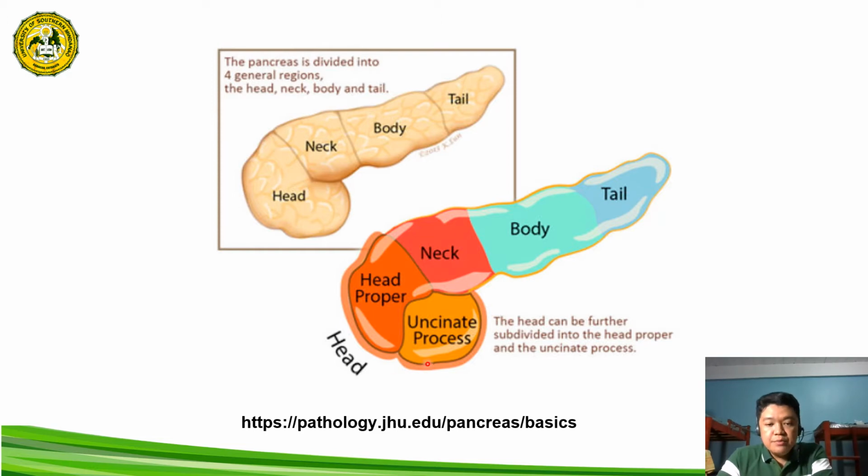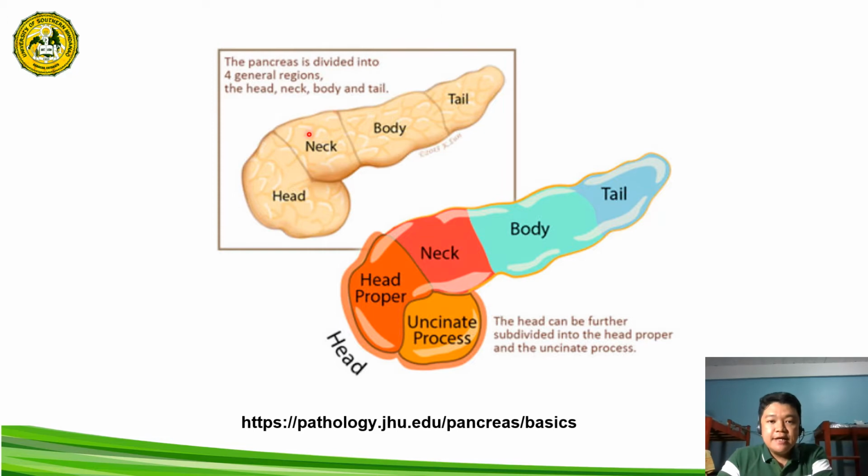So in humans, we have here another description of the head. The head can be further subdivided into 2 portions. We have the uncinate process of the head, as well as the head proper. The head is considered to be the widest portion of the pancreas, and it is found at the right side of the abdomen, particularly in the duodenum, or the proximal duodenum, or the descending duodenum.